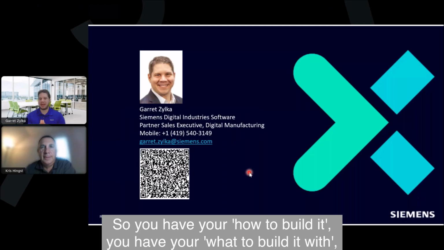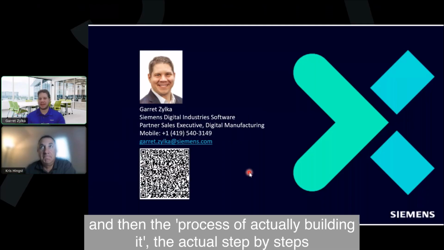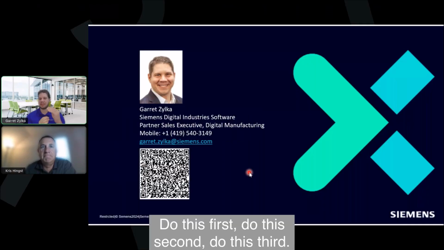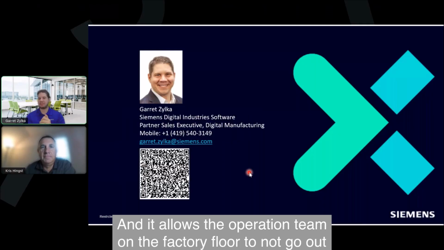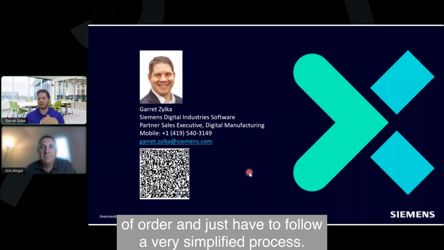So you have your how to build it, you have your what to build it with, and then the process of actually building it, the actual step-by-steps of the recipe, right? Do this first, do this second, do this third, and it allows the operation team on the factory floor to not go out of order and just have to follow a very simplified process.